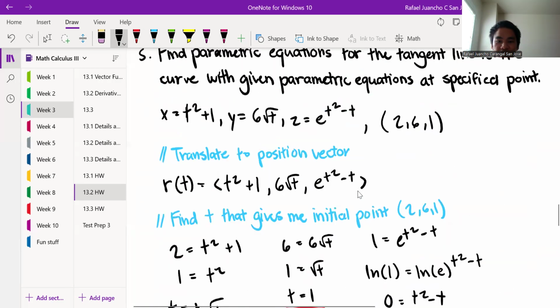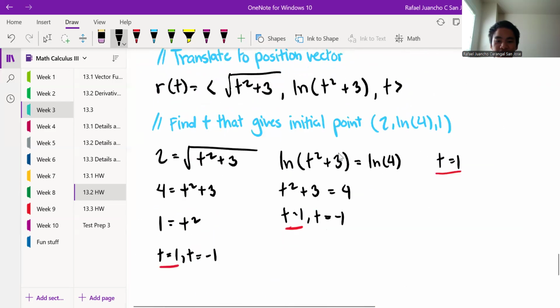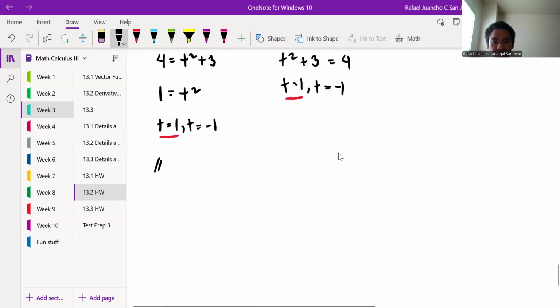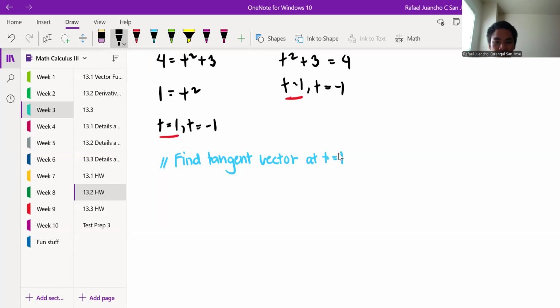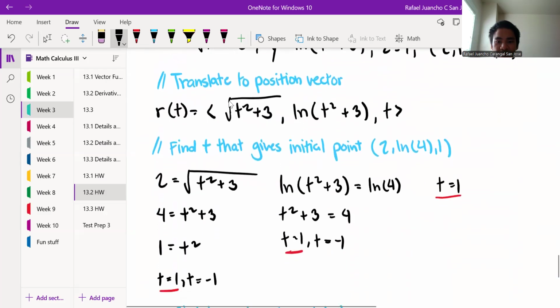Okay, now we found our t. It's funny, it's the same thing here. Now we find our tangent vector again at t equals 1. So let's quickly do that. Oh, crap, I didn't put in blue. So here we find our tangent vector at t equals 1. And so we again have to take the derivative of our vector function here. What's the derivative of this thing?